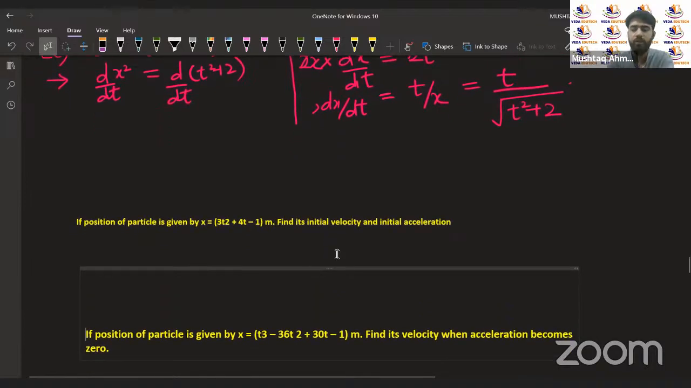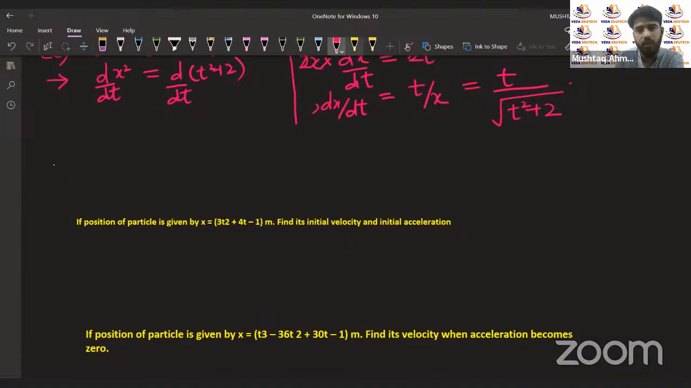अब next concept जो हम discuss करेंगे about the derivatives, it will be its applications. Applications of derivatives.